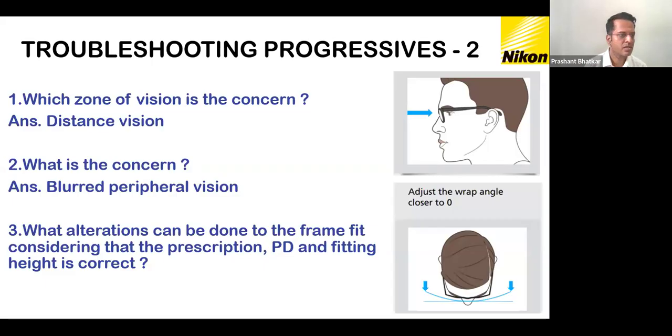But changing the wrap angle, just ensuring that the frame sits a little closer to the face. Sometimes the patient has opted for a frame with a wrap angle, and he's not used to such kinds of frames. In those situations, just reducing that wrap angle also helps a lot. And if nothing helps, then of course you need to change the lens with a better design, because you just identified that everything else seems to be right.